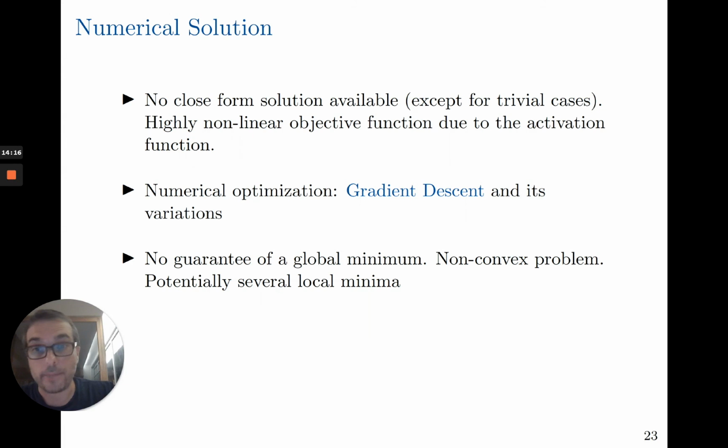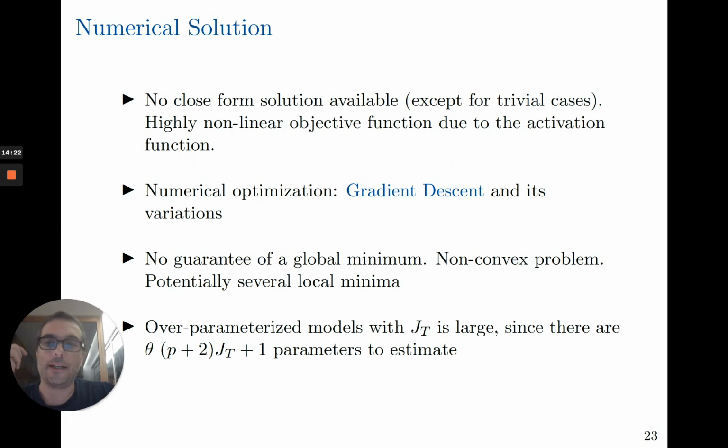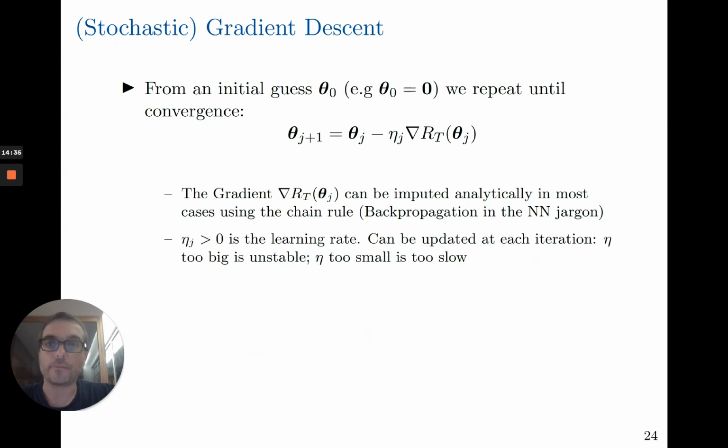It's a non-convex problem, so potentially there are several local minima. We have to control for that. It is also highly over-parameterized. There are way too many parameters to estimate, so it's really important to regularize. So we must use some regularization, okay?